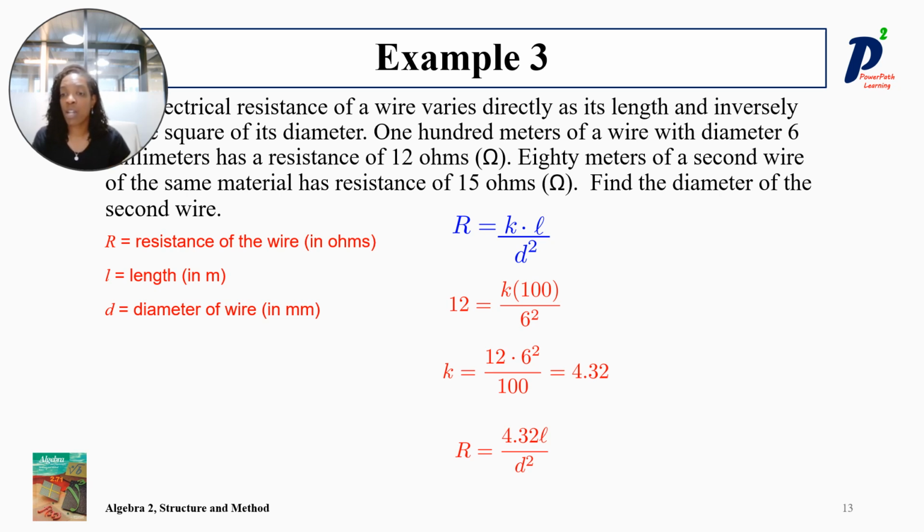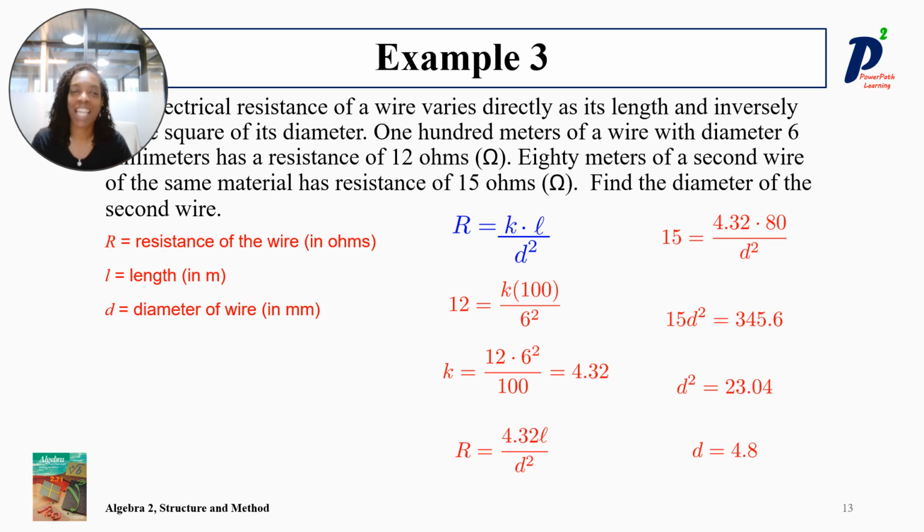80 meters of a second wire of the same material has resistance of 15 ohms. So that means 15 is equal to 4.32 times 80 over d squared. Then I do some fancy math, isolate d, and I get 4.8.